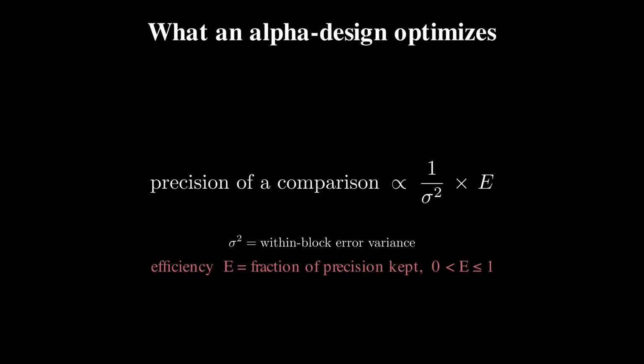The design maximizes that efficiency in just one way. By minimizing co-occurrences, keeping any two varieties from sharing a block more often than they must. That one goal drives everything that follows.